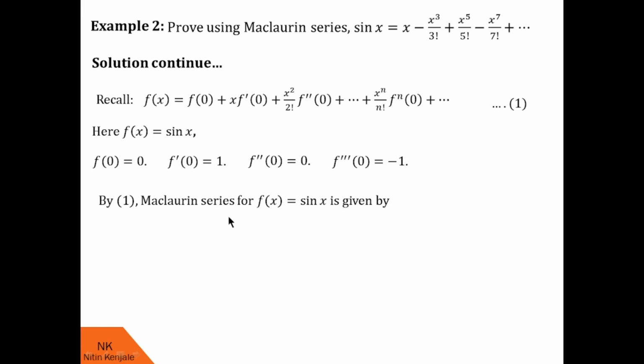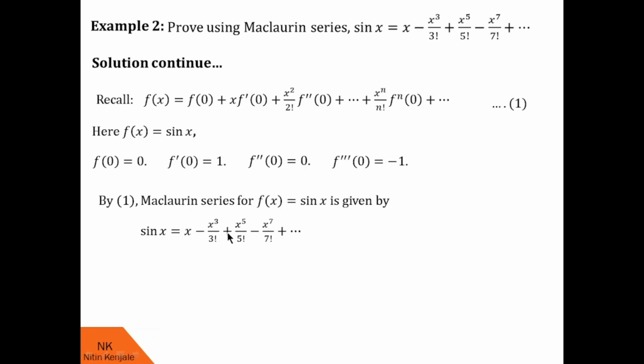Now after substitution in series 1, we get f of x, that is sin x, is equal to f of 0, which is 0, plus x into f dash of 0. F dash of 0 is 1, so we get only x here, plus x square upon 2 factorial into f double dash of 0, but f double dash of 0 is 0, so this term becomes 0. Next term will be x cube upon 3 factorial into f triple dash of 0, but f triple dash of 0 is minus 1, so we have minus x cube upon 3 factorial.